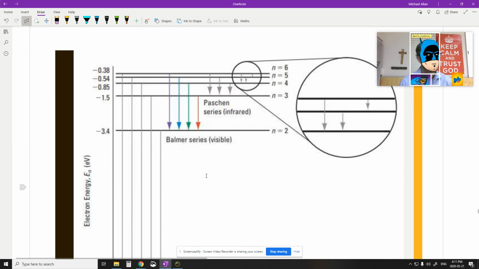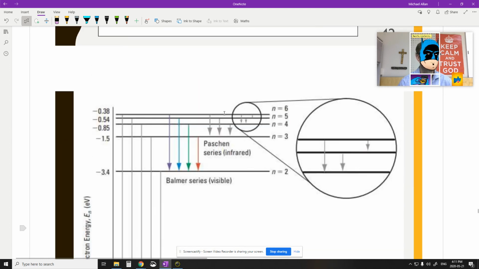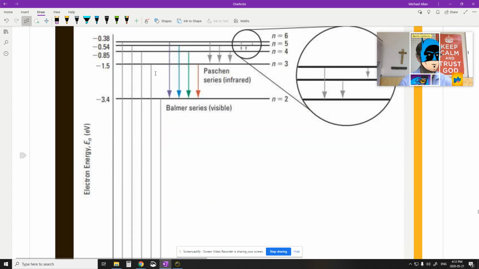Now, transitions down would be released. But if they were transitioned up, it would be absorbed. It would have to absorb the exact same energy that it would release in terms of light. Okay? So I can create an absorption spectrum or a bright line spectrum from these lines as well.